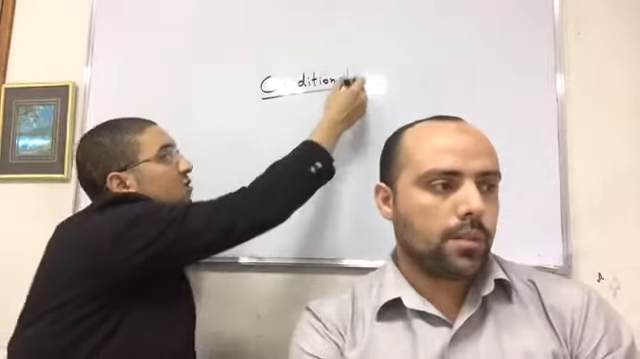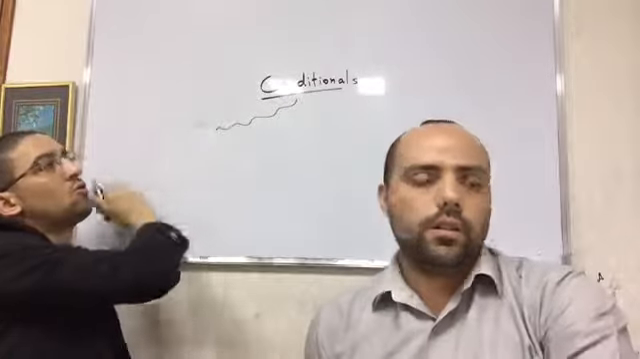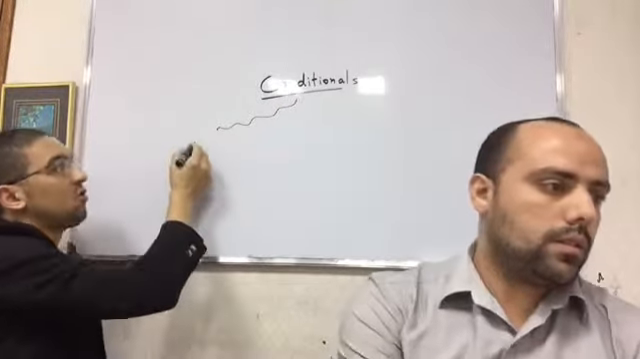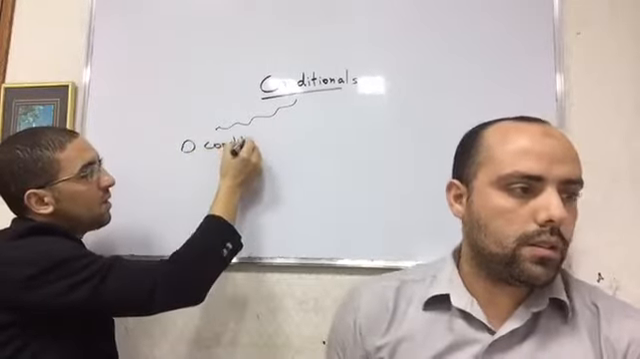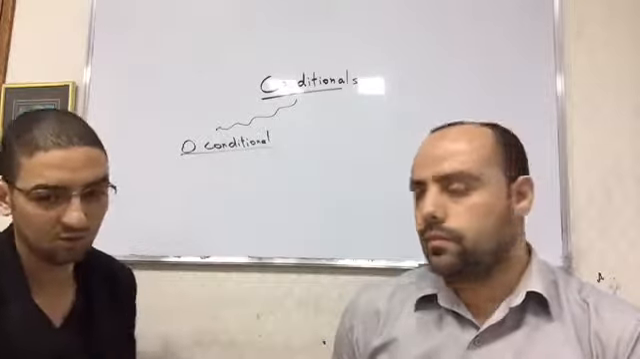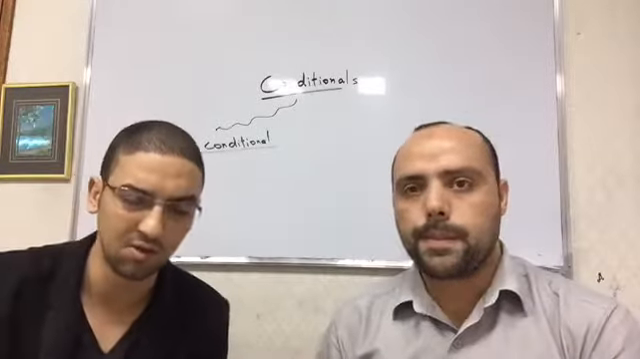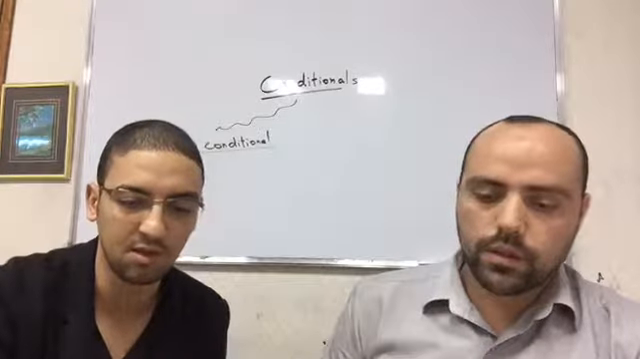Right here, of course, conditionals. We have 2 kinds. We're going to talk only about 2. The first one is called zero conditional. And this one is used, don't worry, Mr. Majid is going to tell you about the uses of zero conditional, and I will tell you about the first one.